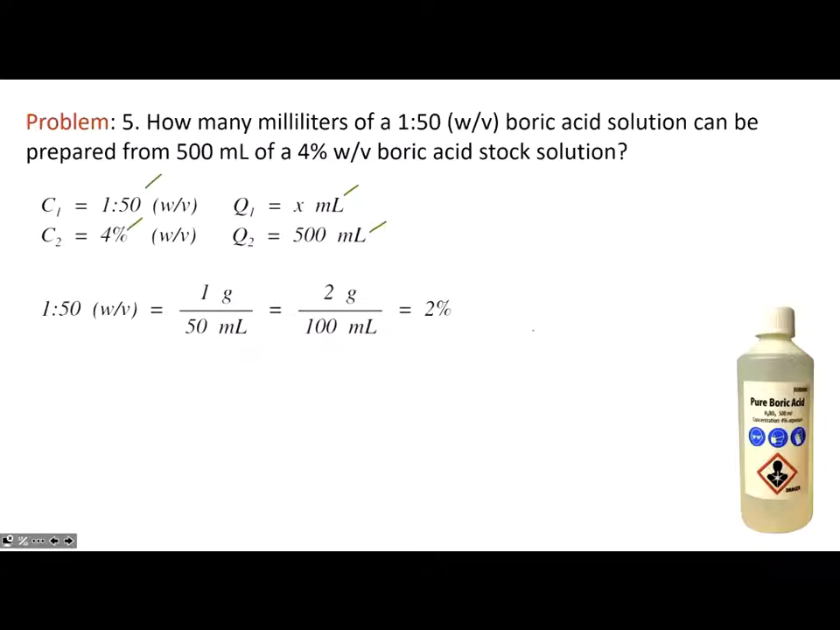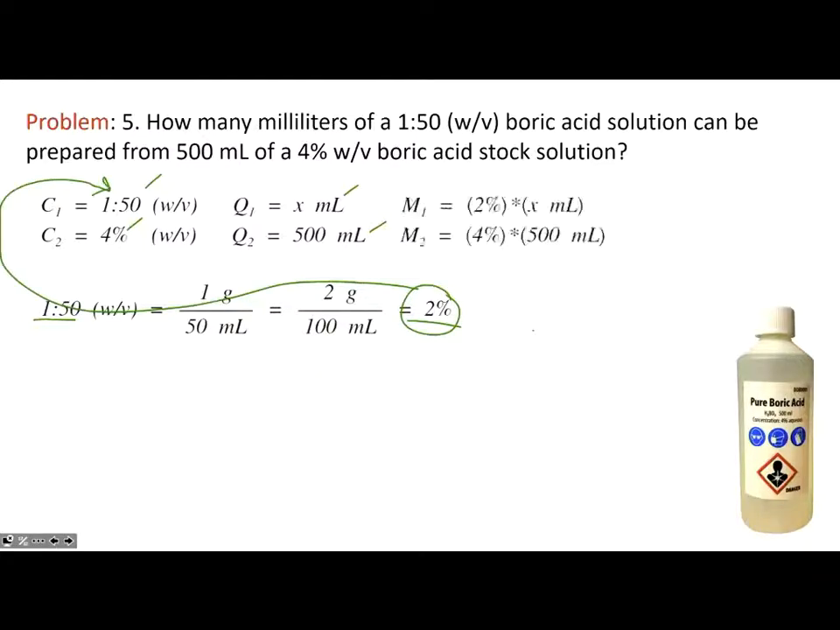So 1 to 50 means 1 gram per 50 milliliters, okay? Well, a percent is per 100 milliliters, so if we just multiply the top and the bottom by 2, that would give me 2 grams over 100 mils. That's by definition 2%, okay? So I would argue a 1 to 50 is the same as a 2%, so I can take 2% and replace that back up to here.